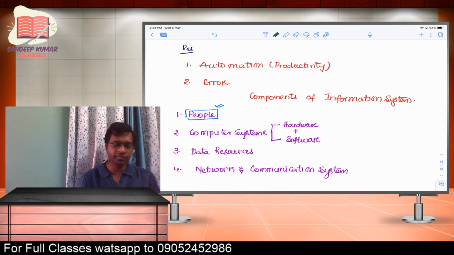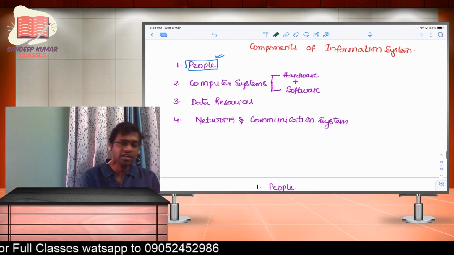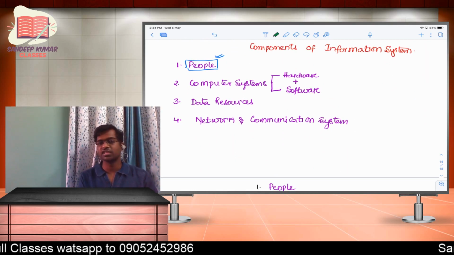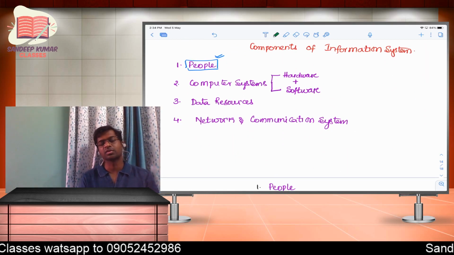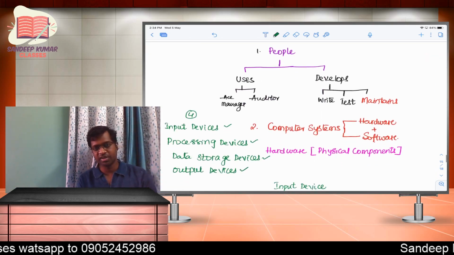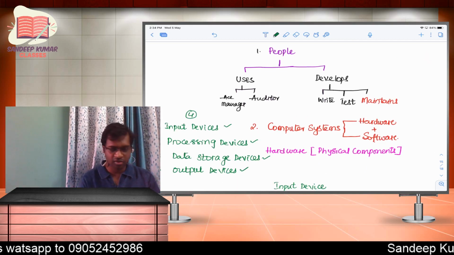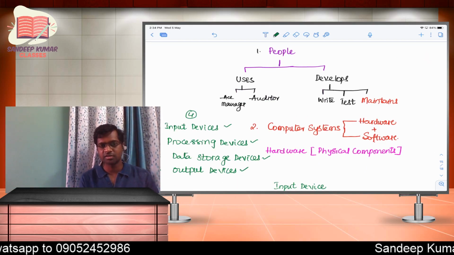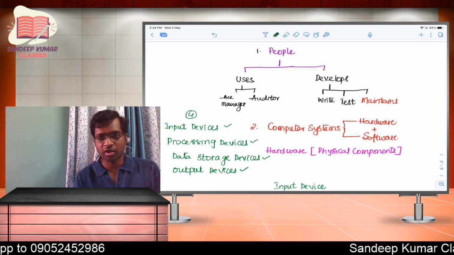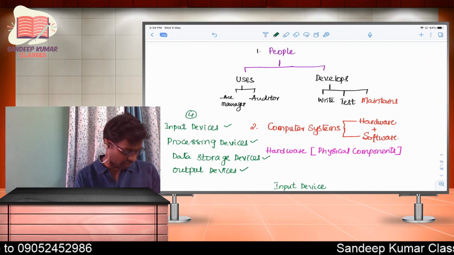How many components of information systems do we have? We have four components. The first one is people, the second is computer systems, the third is data resources, and the fourth is network and communication. So who are people? People can be users or developers. For example, an accounts manager or auditor, if they are using a financial system. Developers are the persons who write the program, test the program, and maintain the program.